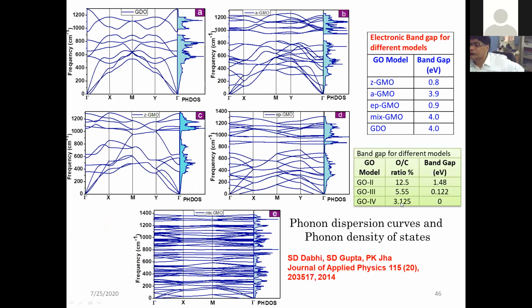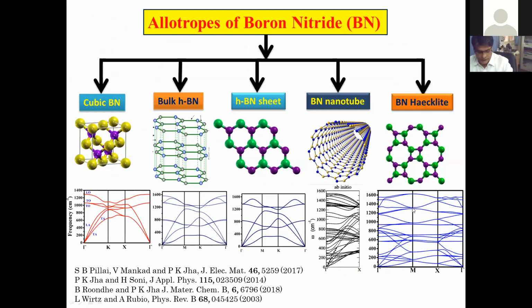And these are the different models. Different models means different concentration of oxygen and the ratio of the oxygen and the carbon, or maybe some structural changes. And we observe that the band gap can be tuned from 0.8 to 4.0 electron volt. Similarly, by changing the oxygen carbon ratio, again you can change the band gap. So the oxygen carbon ratio is another parameter which tunes the band gap in the graphene, right?